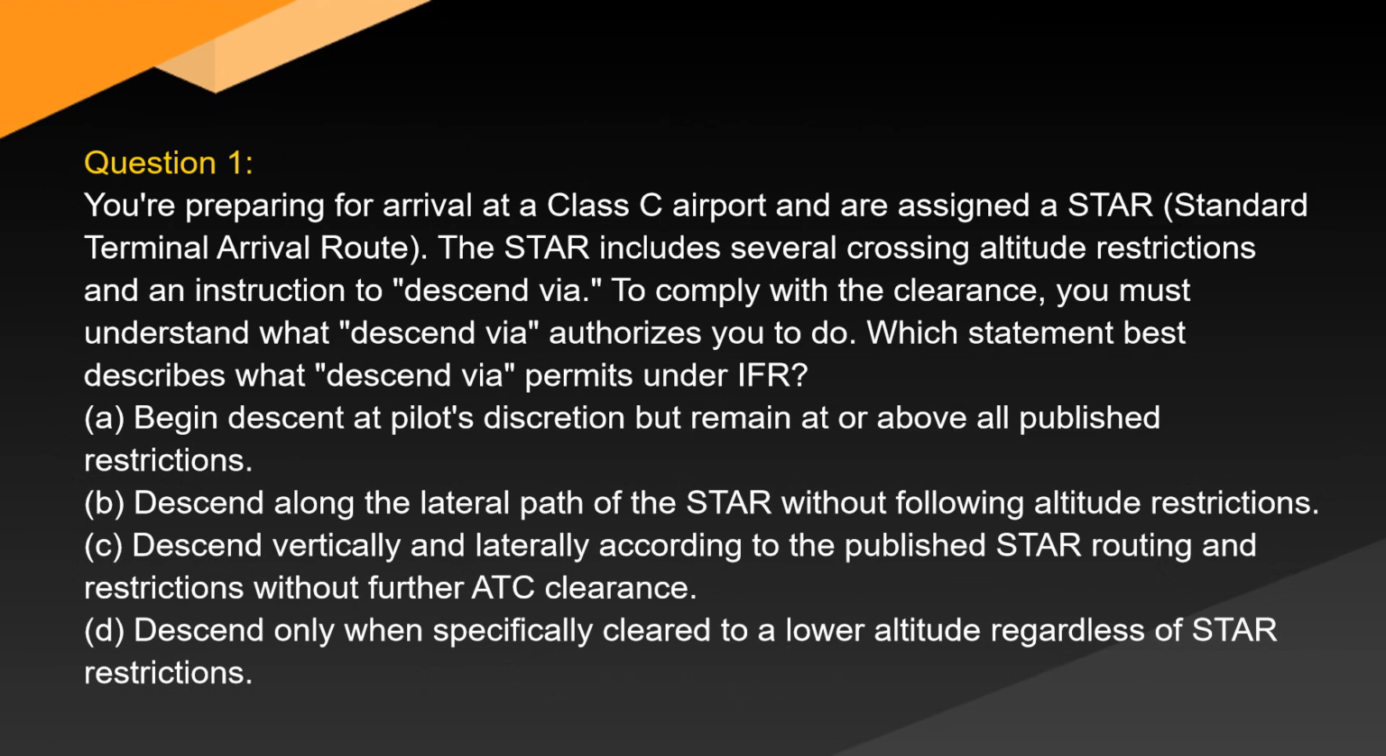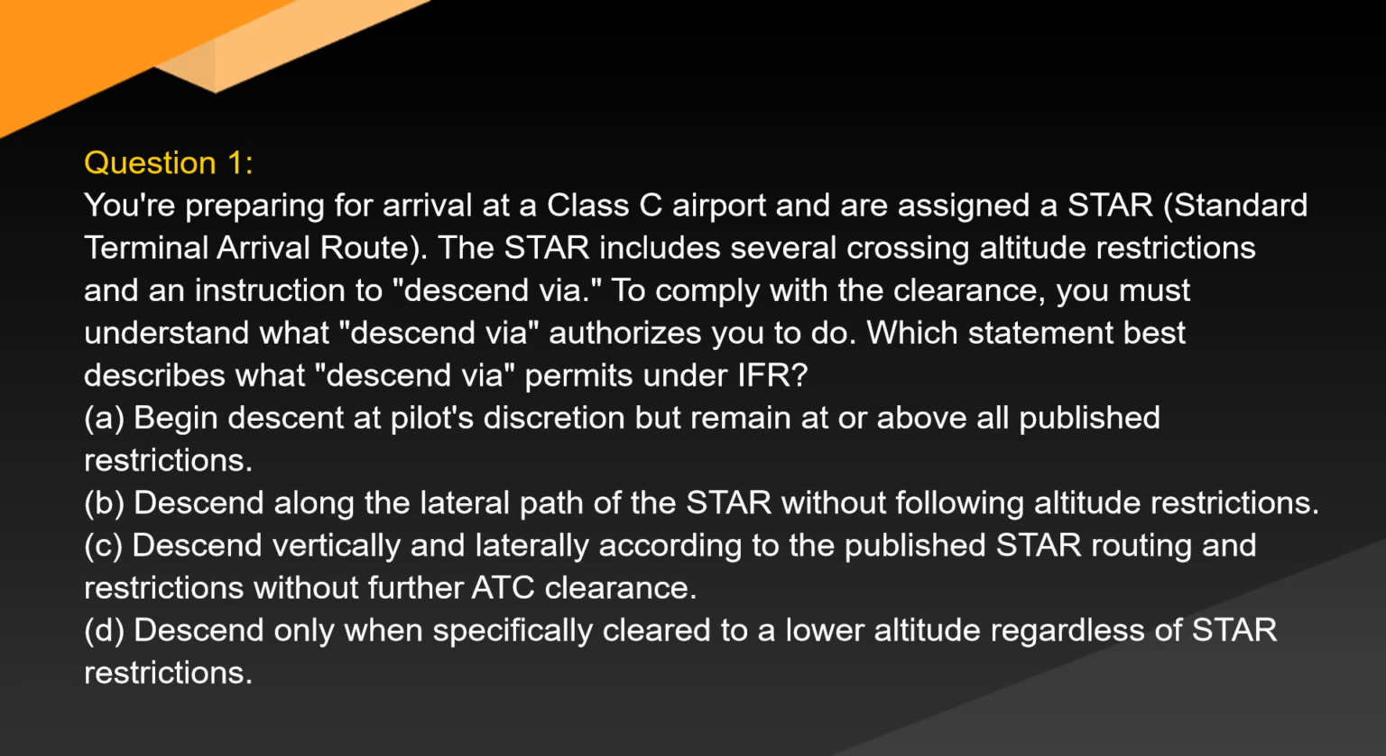Question 1. You're preparing for arrival at a Class C airport and are assigned a STAR, Standard Terminal Arrival Route. The STAR includes several crossing altitude restrictions and an instruction to descend via. To comply with the clearance, you must understand what descend via authorizes you to do. Which statement best describes what descend via permits under IFR?